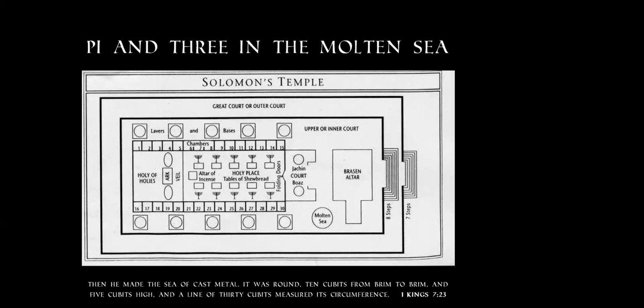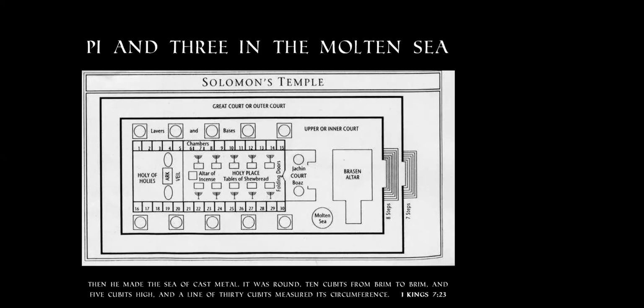Then he made the sea of cast metal. It was round, 10 cubits from brim to brim and 5 cubits high, and a line of 30 cubits measured its circumference. So 10 by 30, 1 by 3. That's where this, I suppose, discussion comes from, this particular quote.